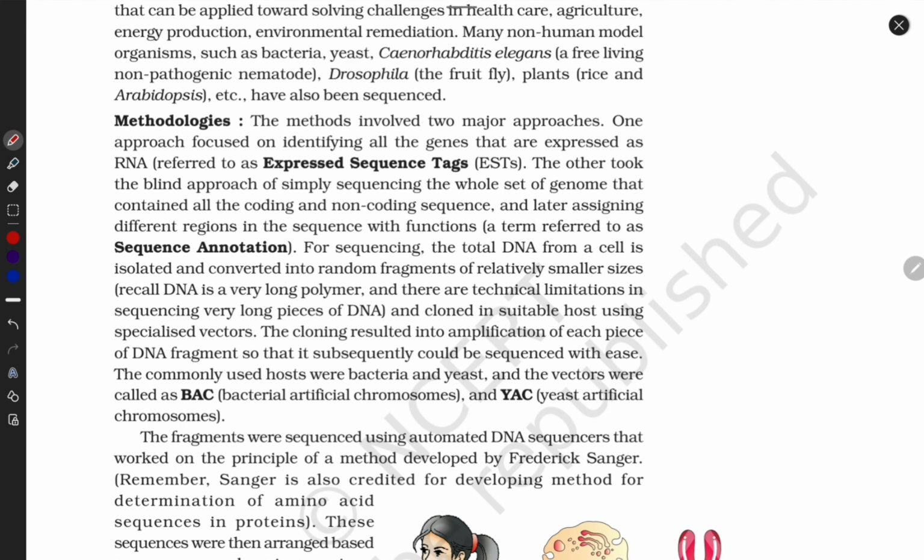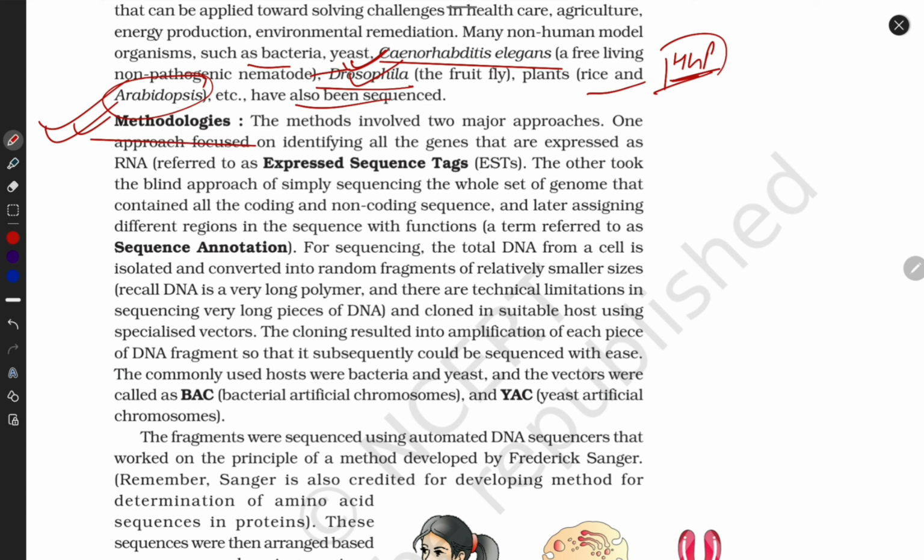Other than human, there are other organisms like bacteria, yeast, C. elegans, Drosophila. We also sequenced these. Arabidopsis, this is a plant, okay. We also sequenced their genes. I know we sequenced the human genome project, like we sequenced our genome, but we also sequenced C. elegans, Drosophila and Arabidopsis. We sequenced all their DNA.